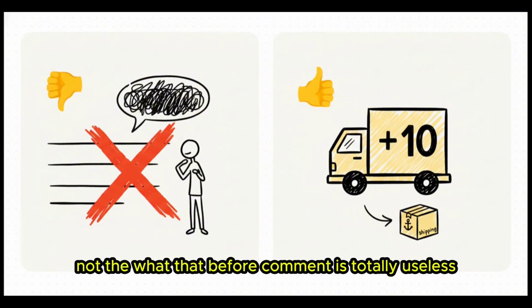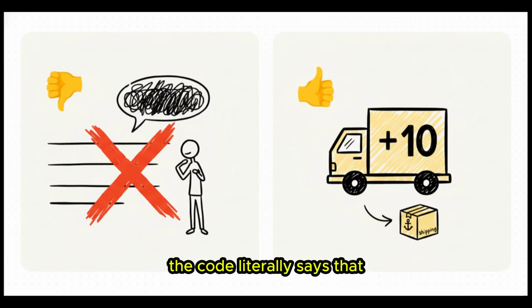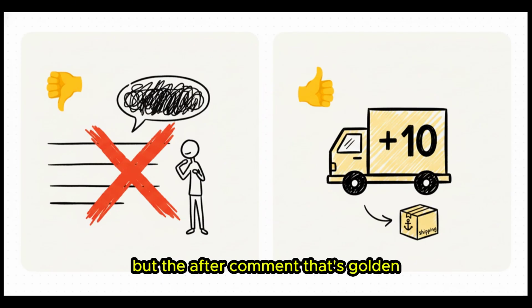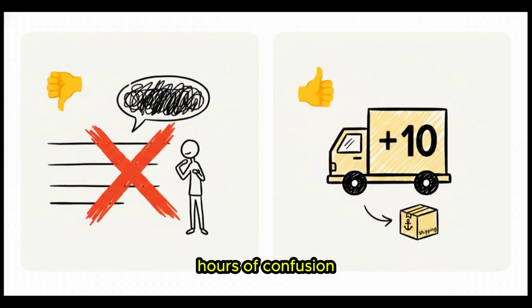That before comment is totally useless. Of course it's calculating the total. The code literally says that. But the after comment, that's golden. It explains why we're adding 10. It's for shipping. That's the kind of context that saves another developer hours of confusion.